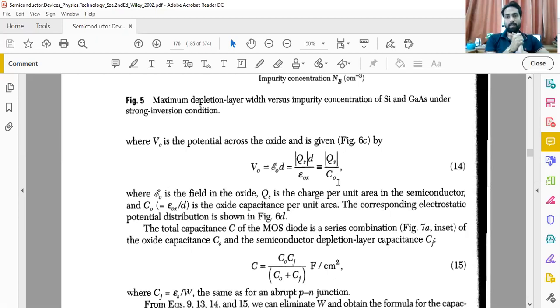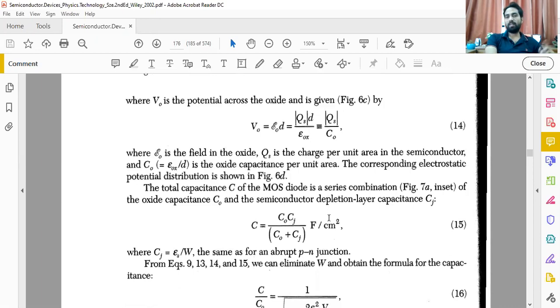What exactly is the parallel plate capacitor? A parallel plate capacitor is nothing but two plates segregated by some dielectric material. We have metal on one side and semiconductor on the other side, both having charge carriers, and this oxide layer is working like a dielectric material. So it becomes like a parallel plate capacitor. Here epsilon naught is the field in the oxide, so this is taken as a field equation. Qs is the charge per unit area in the semiconductor, and C naught is the oxide capacitance per unit area. So the same has been clearing up.